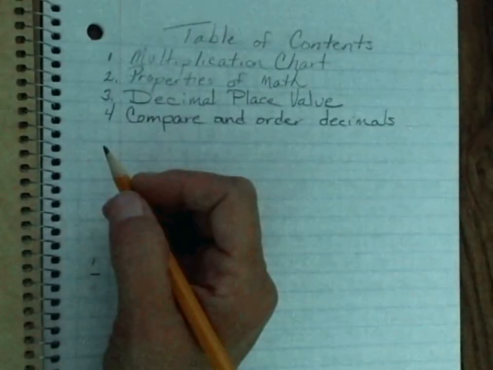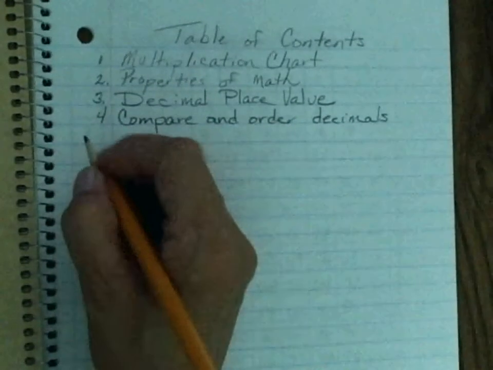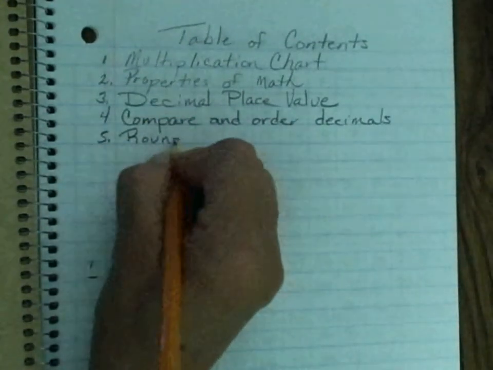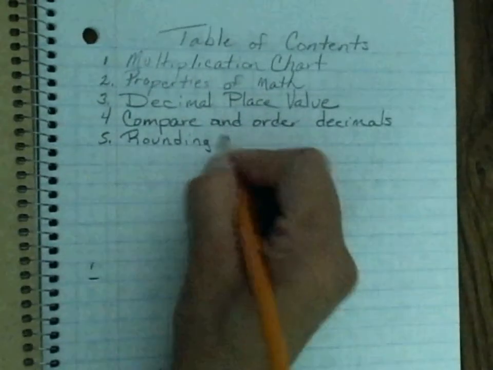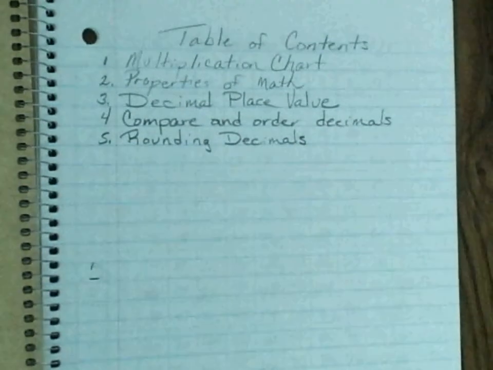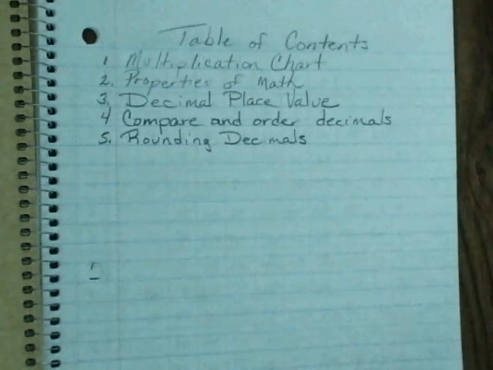Well, hello there, class. Today our flipped math lesson is on rounding decimals. So this is topic number 5, rounding decimals in your table of contents. Okay. Now go to the next available page there and entitle it Rounding Decimals.